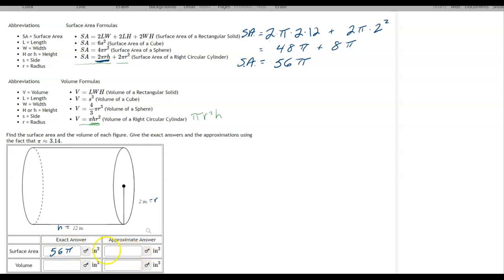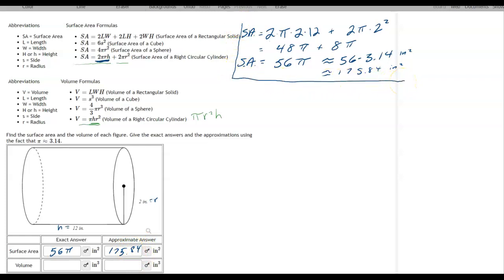The next thing we would do is to find the approximation of that, and to approximate it, we'd say that's 56 times 3.14. So I'll pause a minute. You can do that on your calculator. And I got 175.84. And then, of course, the units are already written in there for you. I would normally write my square inches in there. So 175.84 is our approximation.